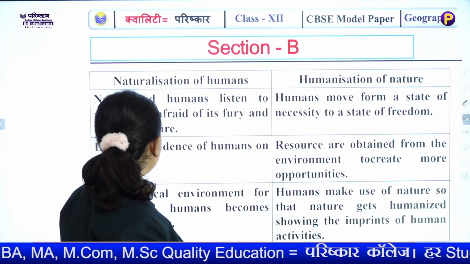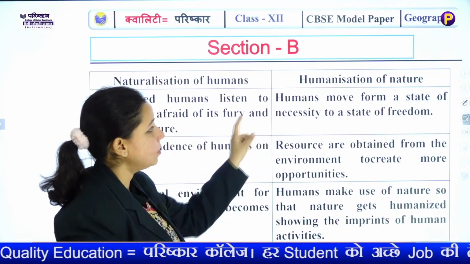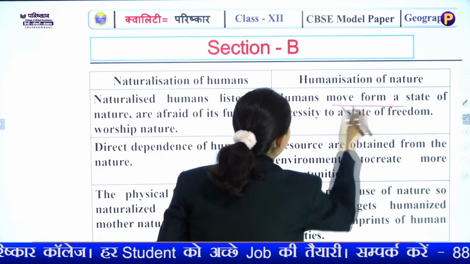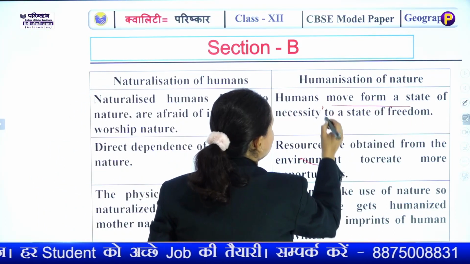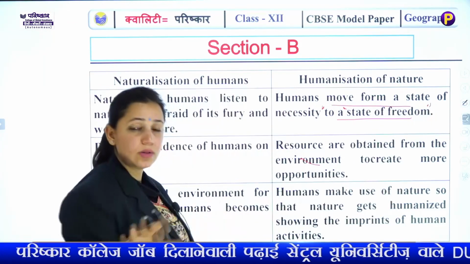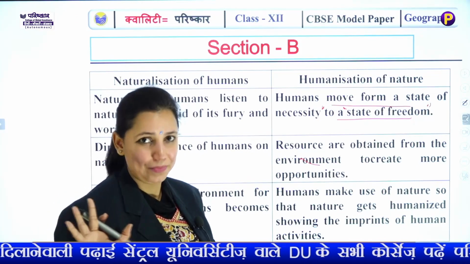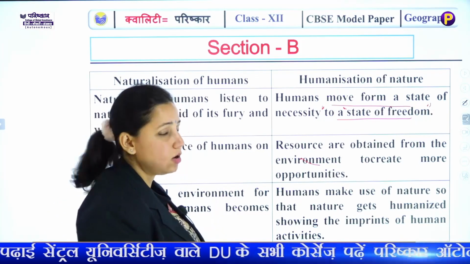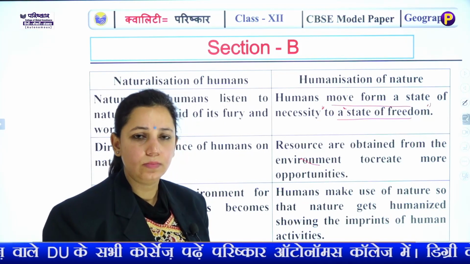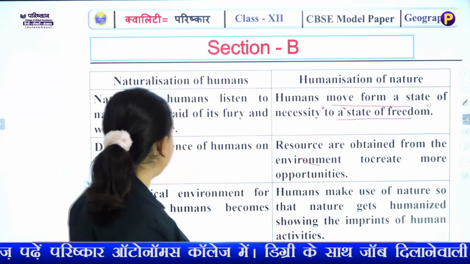Naturalized humans listen to nature and are afraid of its fury. They move from the very important line, from the state of necessity to the state of freedom. Now they are free to choose among the choices that nature has given to them, right? So they are no more slaves to nature. They are free to explore the choices given by nature and live their life accordingly.